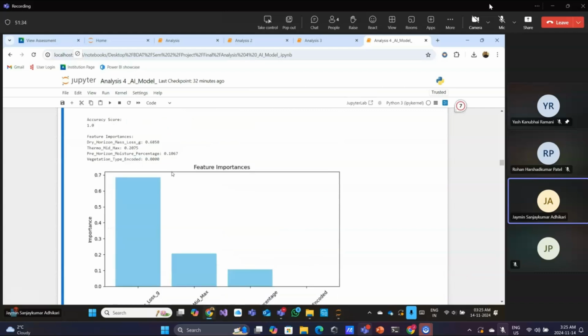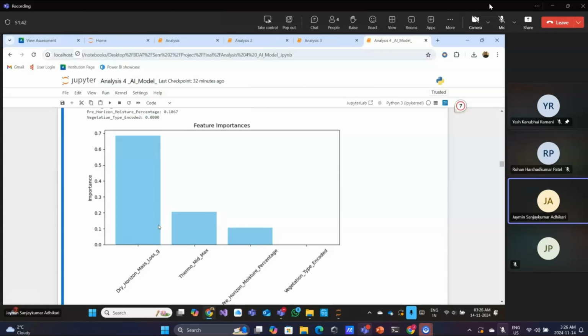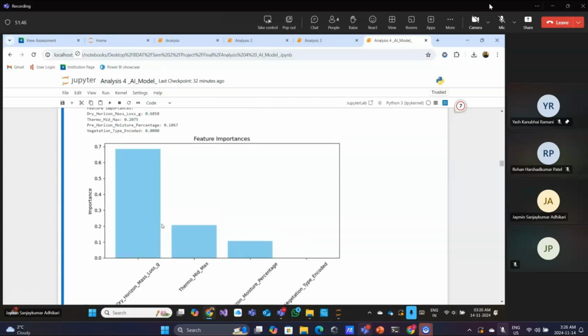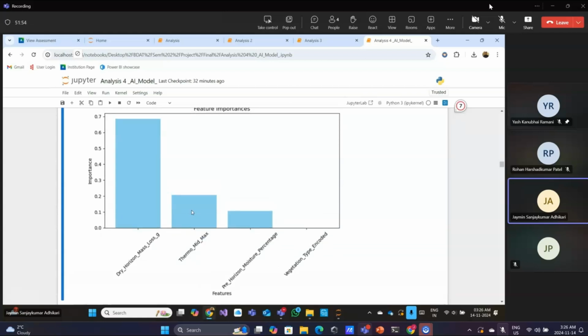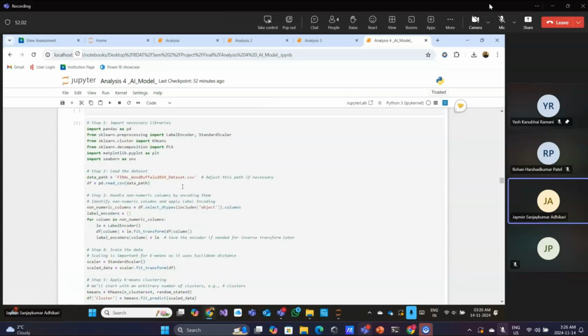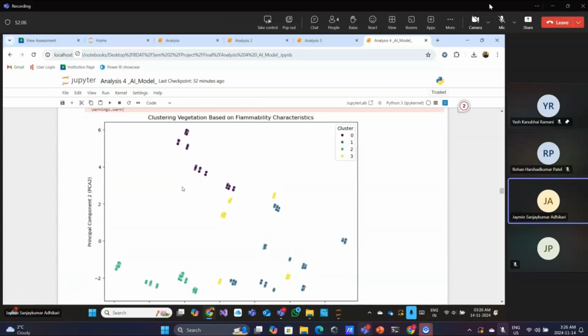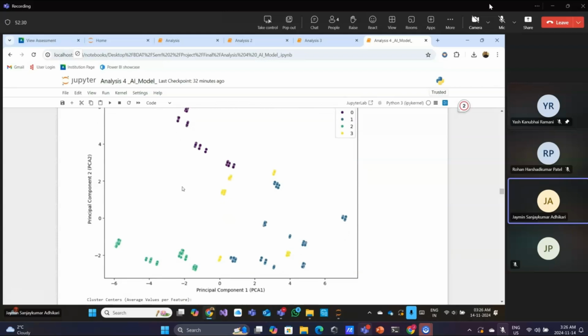This graph shows that dry horizon mass loss contributes the largest percentage in the decision making, and the other three vegetation types play a simultaneous role in the prediction. Now we are moving ahead to the principal component analysis, the clustering of vegetation based on their characteristics. This graph represents feature importance: dry horizon mass loss is the most significant factor in predicting flammability, followed by the mid-layer temperature, while vegetation type has a minimal impact.